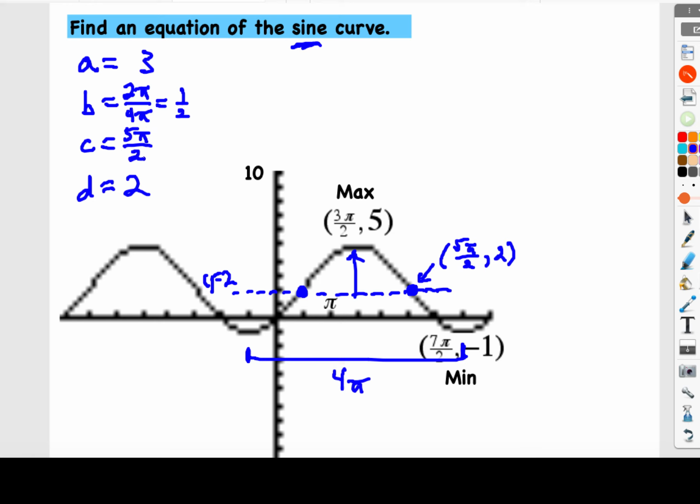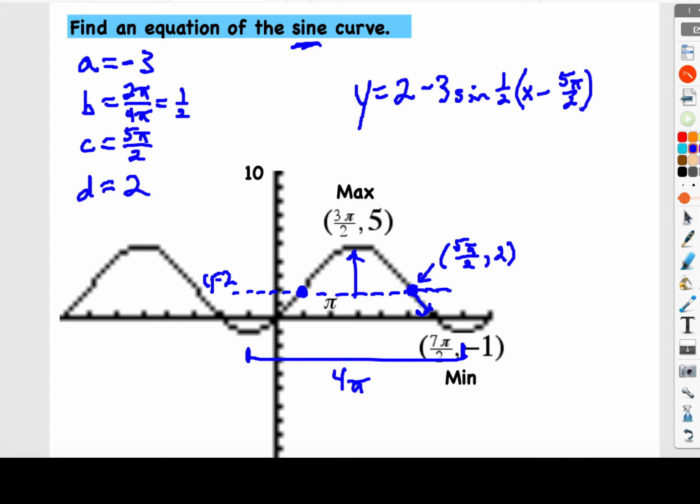The other thing I want to realize is that point, immediately following that, we're going downwards on our sine curve, right? We're headed down toward a minimum, which means I'm starting, right, with a negative a value. And very simply, I would just say d plus a, minus 3, the sine of b times x minus c, 5 pi over 2 right now.